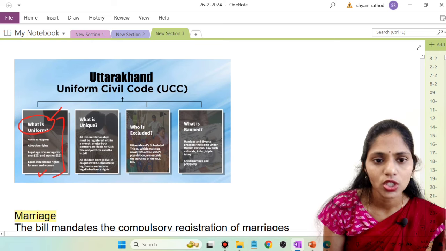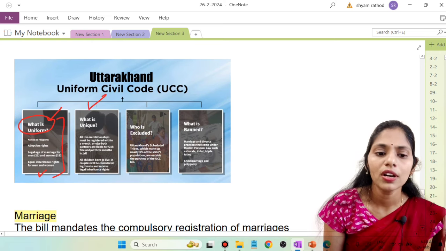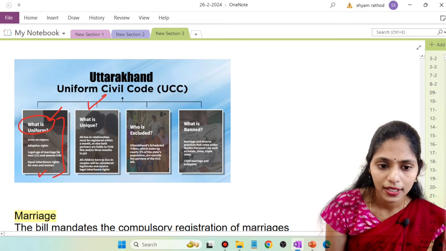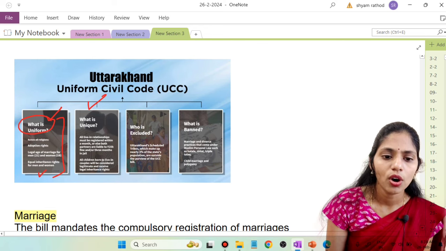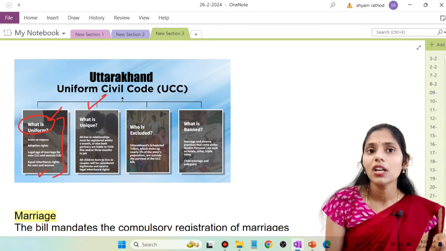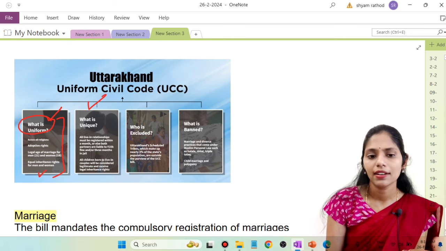What is unique in this Uttarakhand Uniform Civil Code? All live-in relationships ought to be registered within a month. All children born to a live-in relationship will be considered legitimate, and they will also receive legal inheritance rights. So even in a live-in relationship, if they are having children, they will have legal inheritance rights.